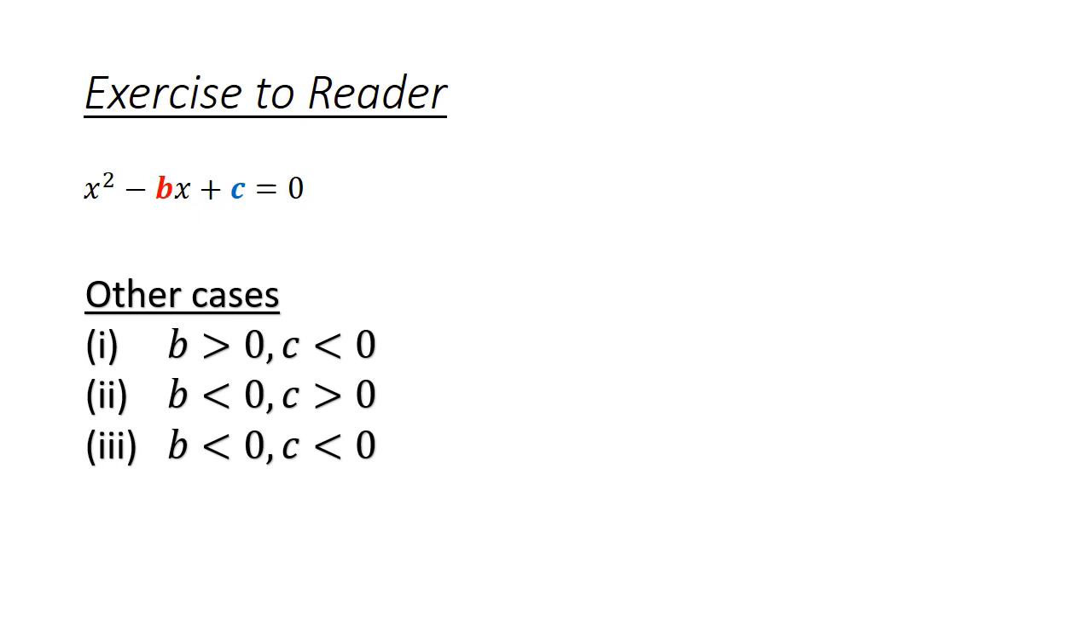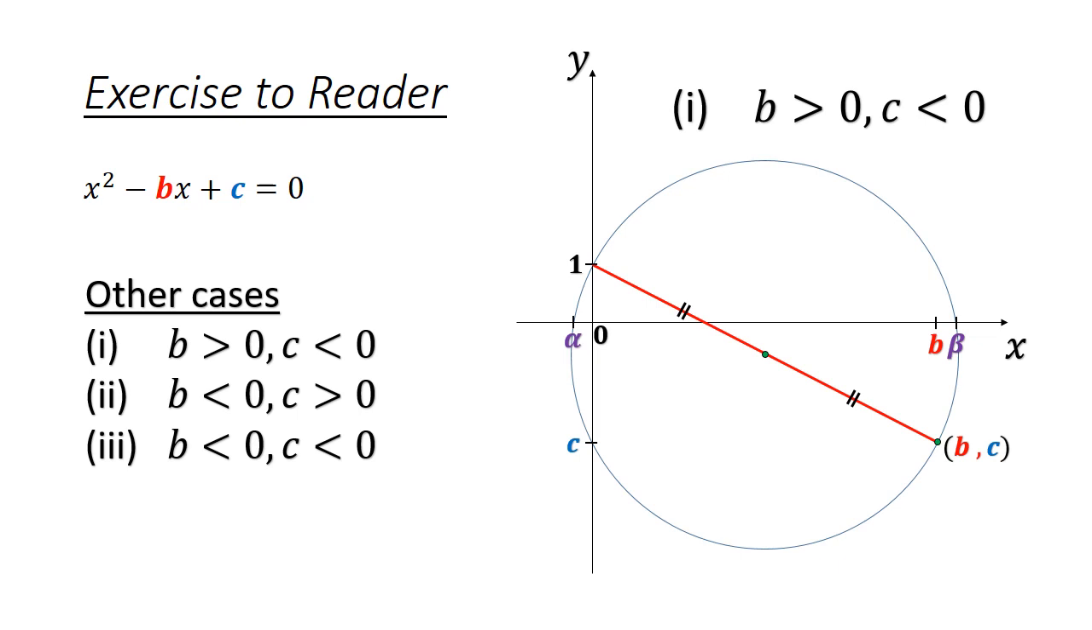To give you a quick example, for the first case, it will look something like this, the diagram where b is positive and c is negative. Would the 5 points still lie on the same circumcircle? Try to take out your pen and paper and prove it to yourself that this is true.